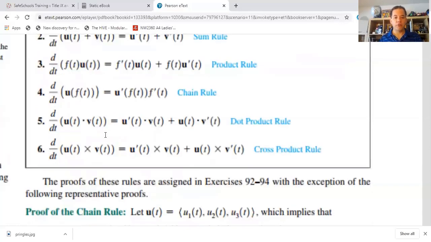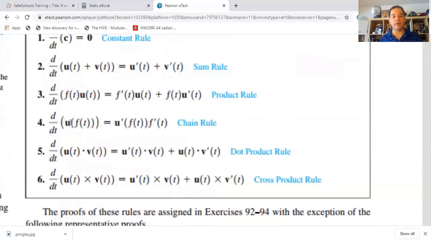We also have the chain rule. If you have u evaluated on a function, but this function again is a scalar, your chain rule works. So it's the derivative of the vector u evaluated in f times the derivative of the scalar f.